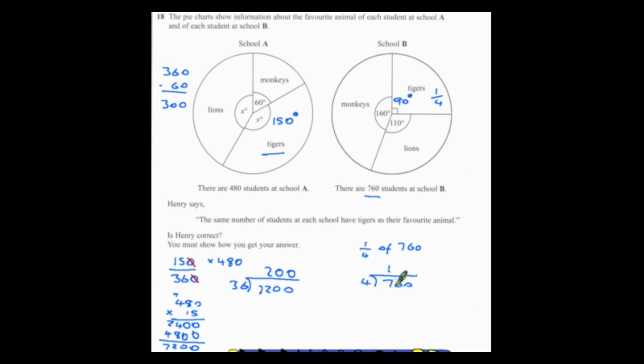4's into 7 go once with 3 remaining. 4's into 36 go 9. 4's into 0 is nothing. Therefore, at school B, there are 190 students. So our two answers are 200 and 190. Therefore, no, Henry is not correct.